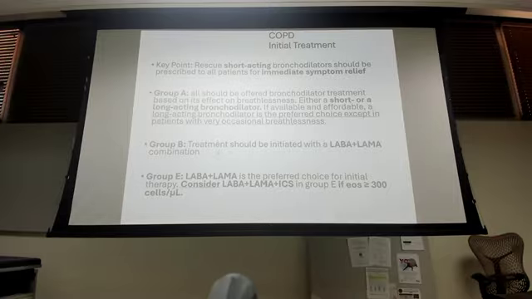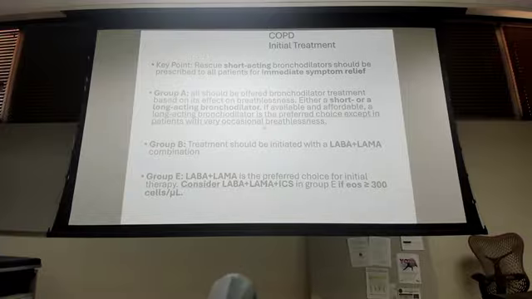When you look at group B, LABA, LAMA. Group E was the one where your eosinophils mattered. If they're over 300, adding your steroid, okay? So consider your triple if you had to. With this goes into the costs and the things that I was telling you about before.